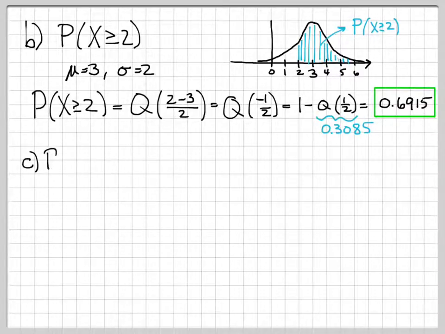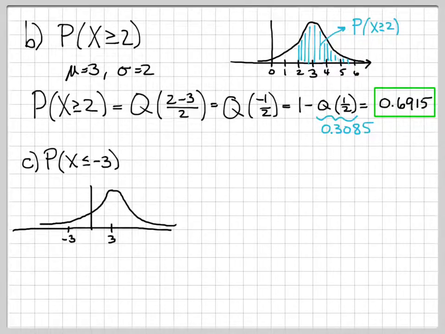Let's do another example. Let's compute the probability that x is less than or equal to negative 3. In terms of our PDF, we could compute this by integrating the PDF for all values less than negative 3. So if I integrated from minus infinity up to negative 3, the probability I'm looking for is represented by this shaded area here. From this cartoon sketch, we would guess that this probability is going to be less than the probability we computed in part B, just because the area that we've shaded is so much smaller.